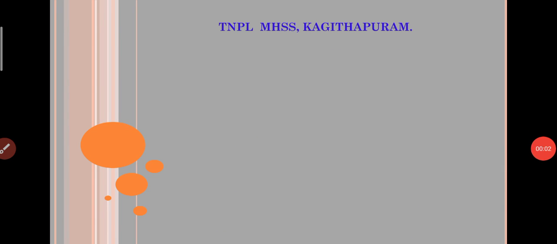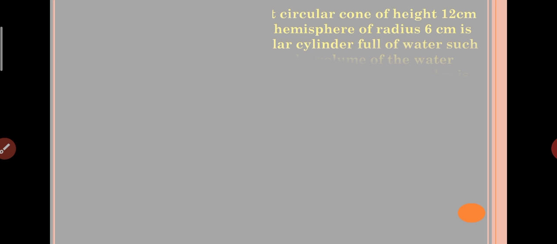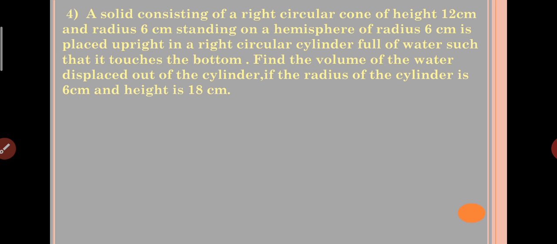Hi children, in today's maths class we are going to see chapter 7 mensuration, exercise 7.3, questions 4, 6 and 7. Question number 4. Read the question carefully children.